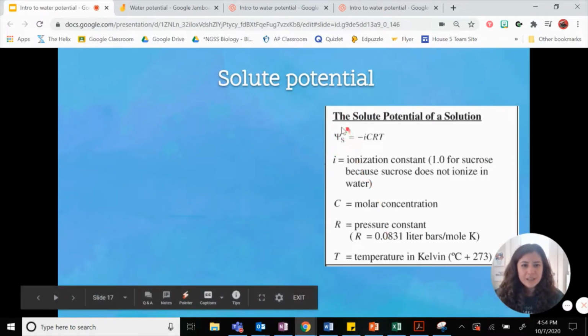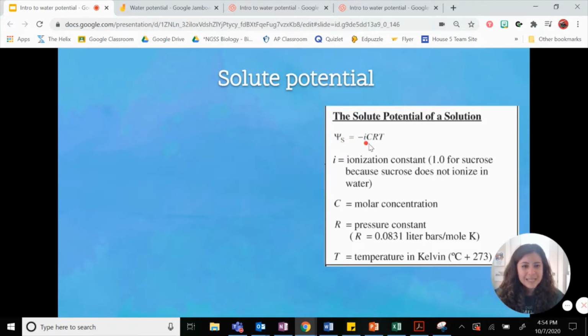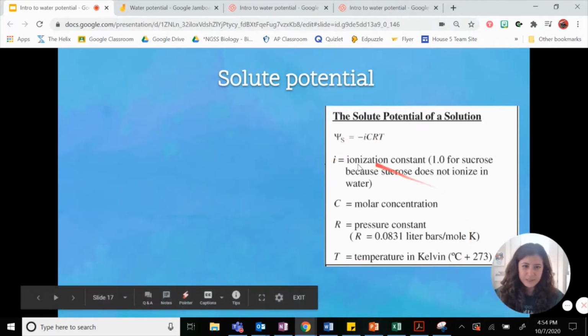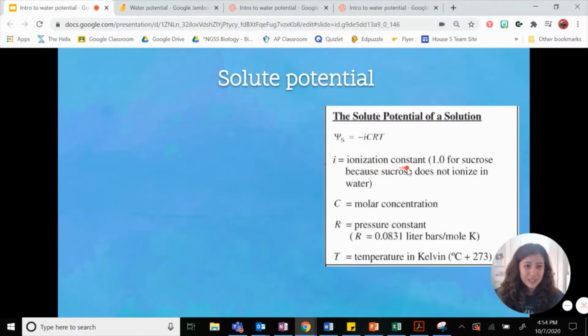So we can see here, solute potential, remember that's psi sub s, is equal to negative iCRT. And it tells you what all those things are. So i is the ionization constant. It's whenever that solute is dissolved in water, how many solutes will it dissolve into? So for example, for sucrose, and it tells you this here, when you put sucrose in water, it dissolves and it stays sucrose. It just is. But if you took something like sodium chloride in water, table salt, it actually will dissolve into sodium ions and chloride ions. So the ionization constant for that would be 2.